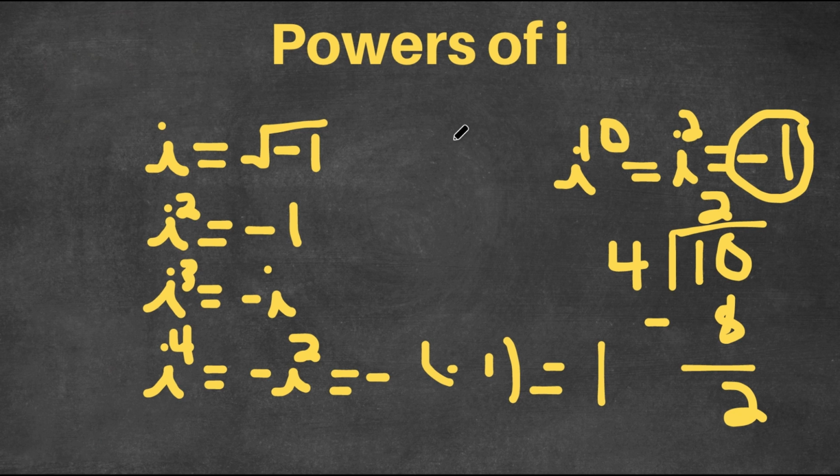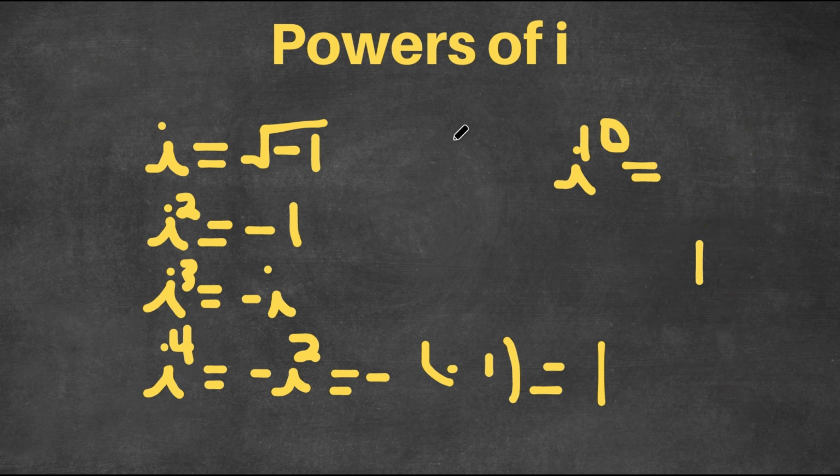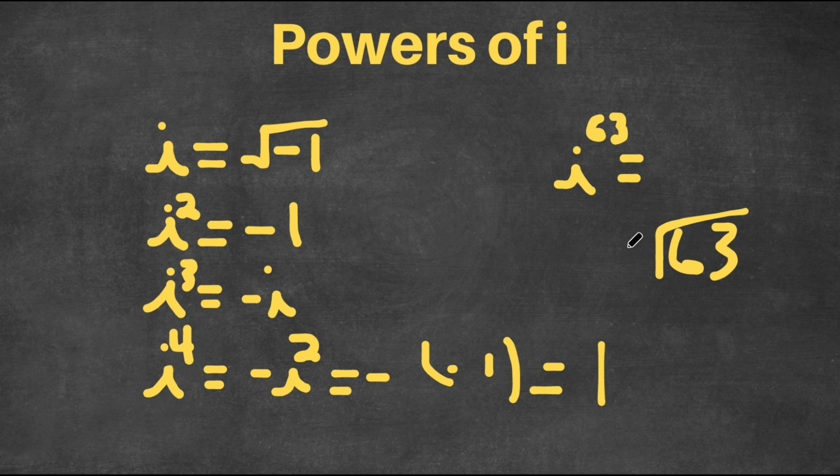Now let's try another one. Let's do i to the power of 63. This is a tougher one. What we're going to do is divide our exponent here, 63, by 4. So we're going to do 63 divided by 4. And 4 goes into 63. Well, 4 goes into 6 once. We subtract 6 minus 4. We drop down our 3.